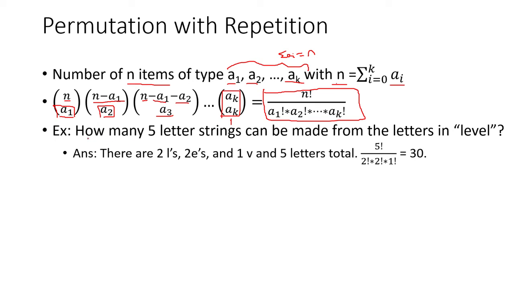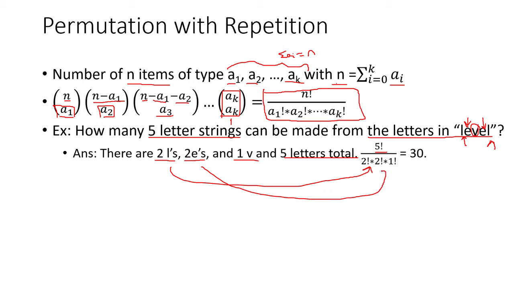So, for example, how many 5-letter strings can be made from the letters in level? As you can see, there's 2 L's right here, 2 E's, and 1 V. So there's 5 letters total, which will give us 5 factorial over 2 factorial for the 2 L's, 2 factorial again for the 2 E's, and then 1 factorial for the 1 V, and that gives us 30.